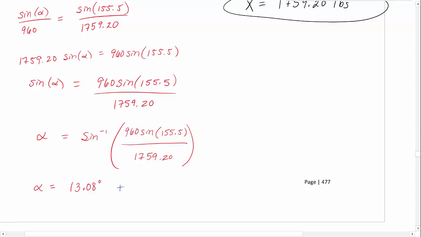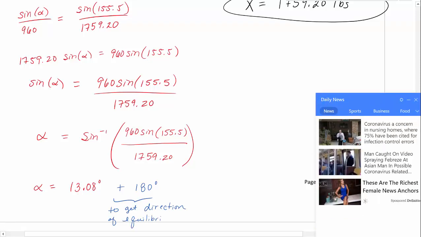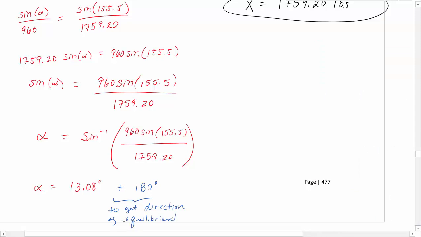So we're going to add 180 degrees to get the direction for that equilibrium. We end up with a direction of 193.08 degrees.